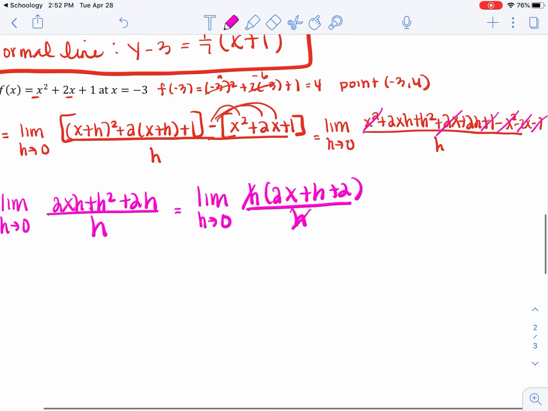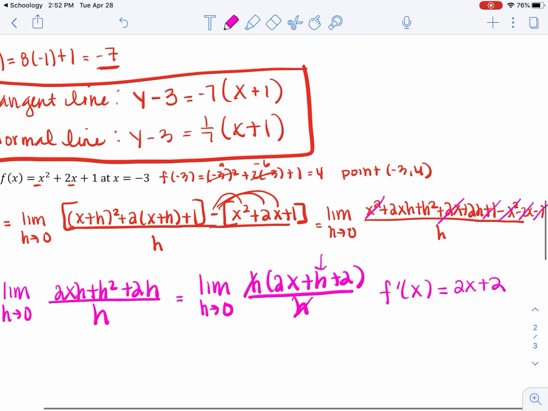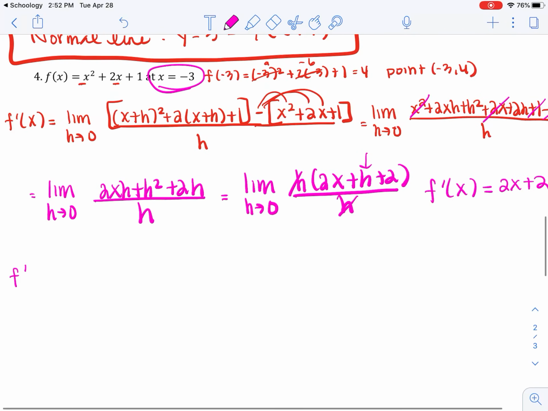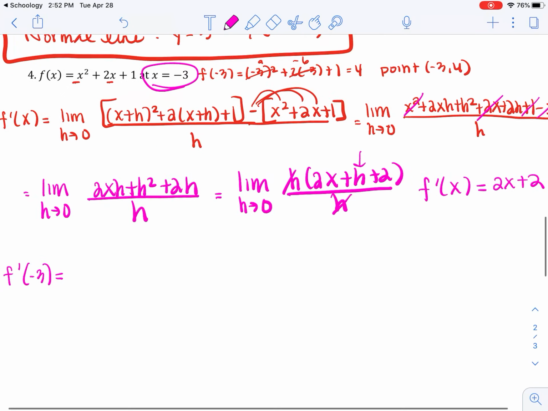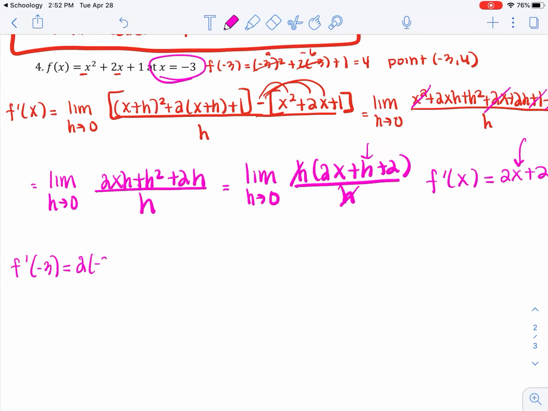H's cancel, and now I can plug in 0 for h. So this is going to give me my derivative, or the slope anywhere. So if I plug in 0 here, I get 2x plus 2. So that's the slope anywhere. I want to know what the slope is at -3, right? Because it told me at x equals -3. So now let's find the slope at -3. So I'm going to plug in -3 here. 2 times -3 plus 2, which is -4.